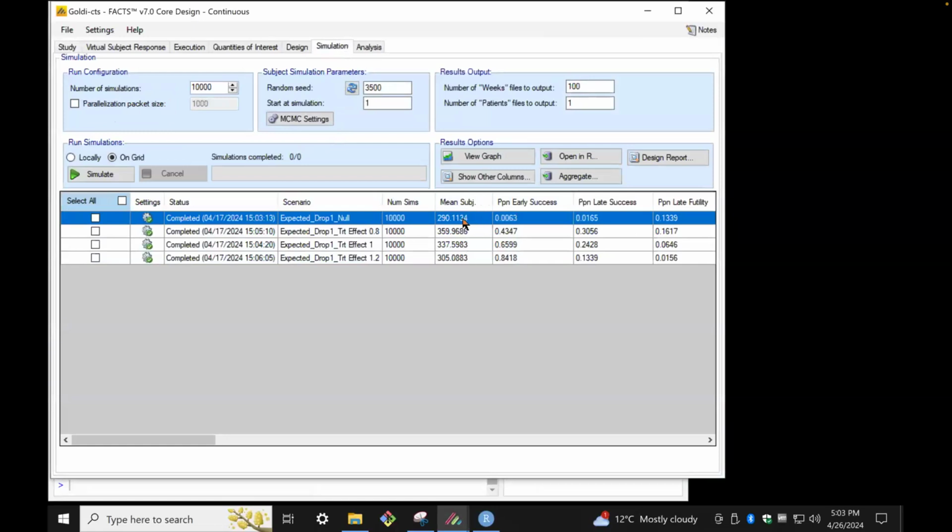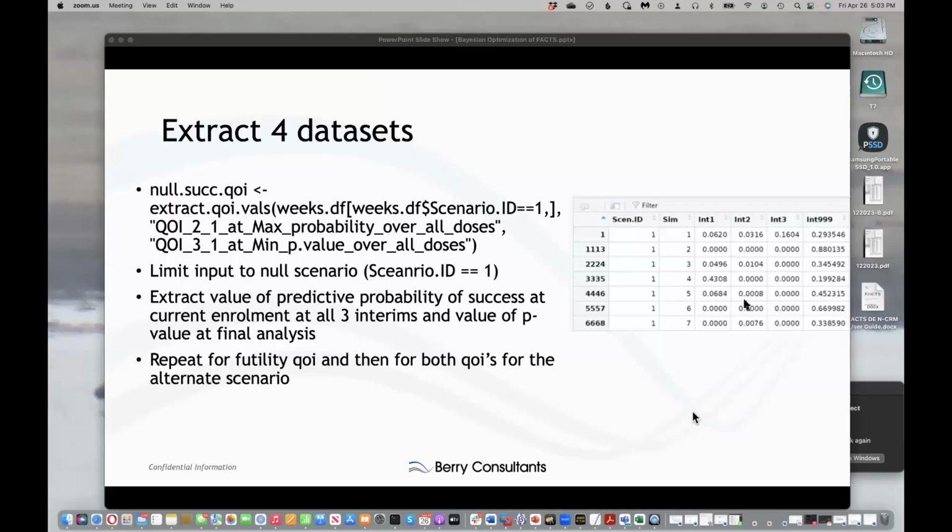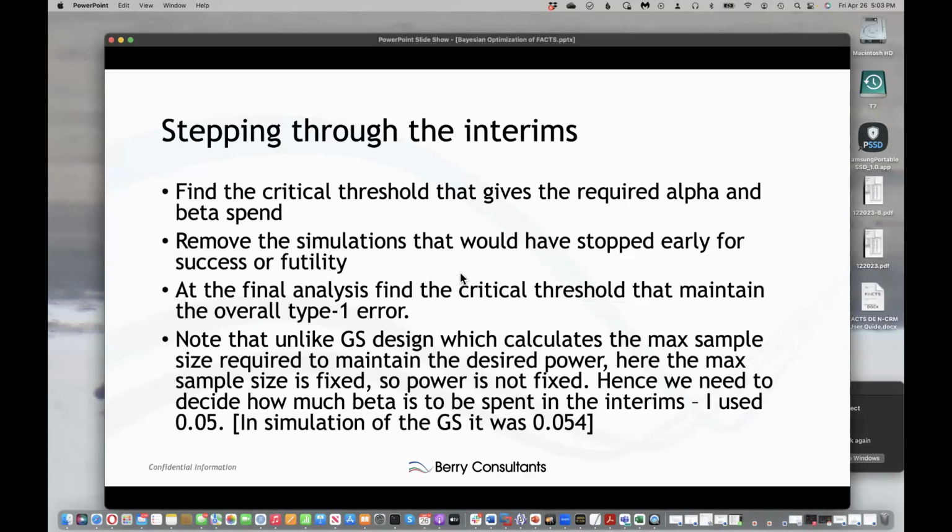And get our simulation results. Apologies, I've overrun time a little bit, but I will carry on. I will skip the demonstrations and just stick to the slides now and get through the rest a little bit more quickly.